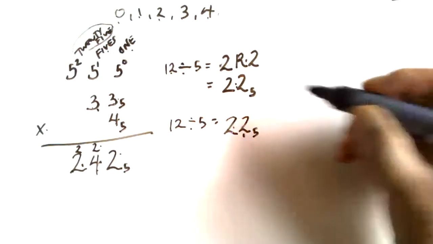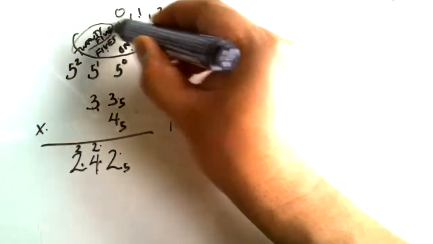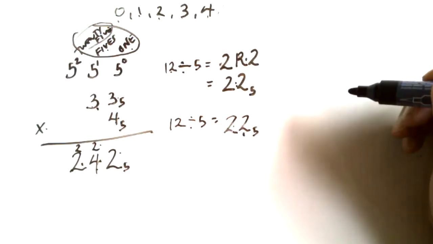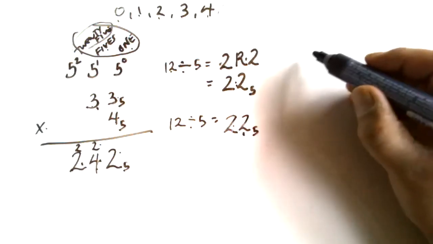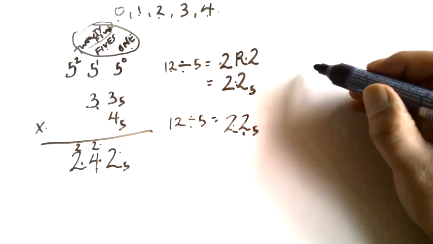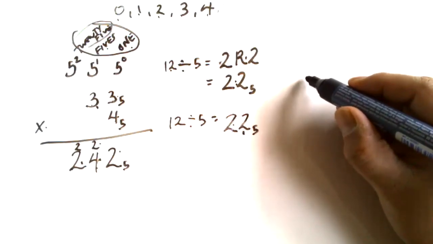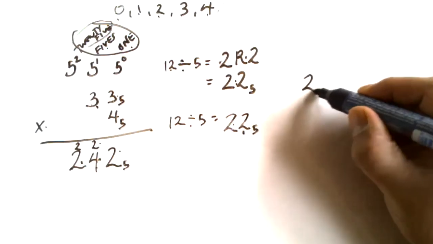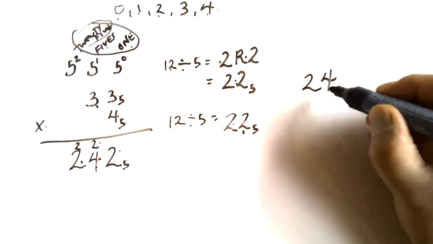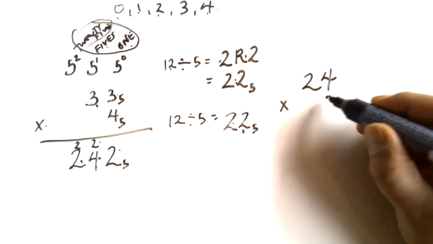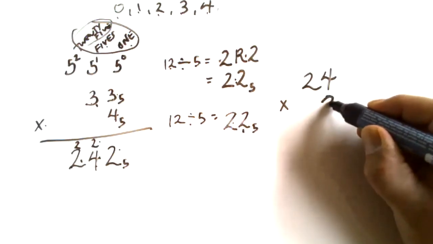So let's continue. We're not going to write this one again here, but we'll just pretend that they exist when we are talking about base 5. So let's see. For example, we're going to have 2 4 times, let's just say times 2. Let's do that.